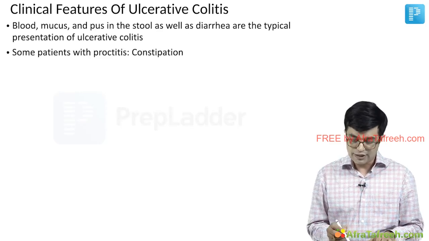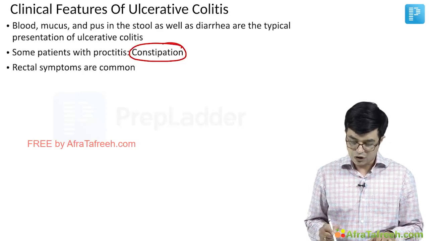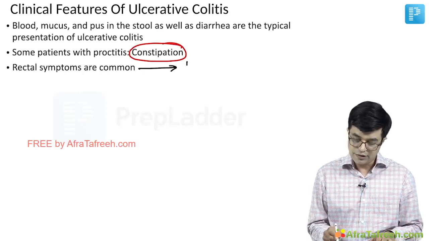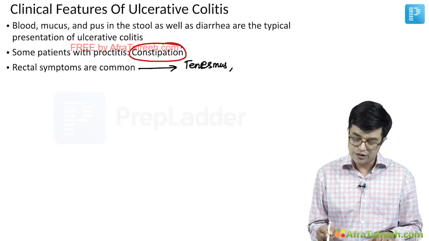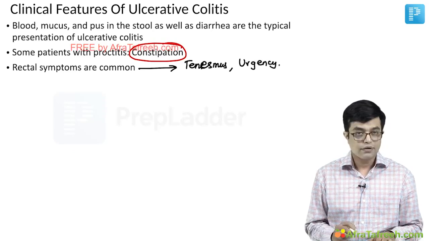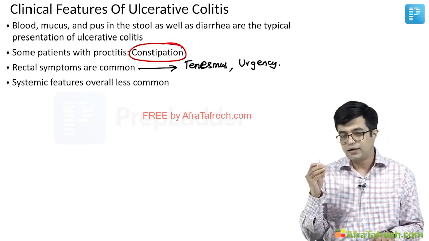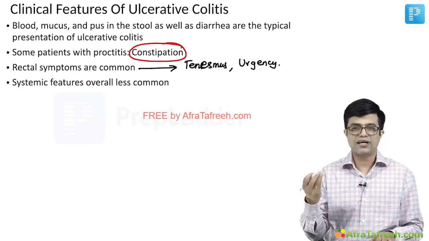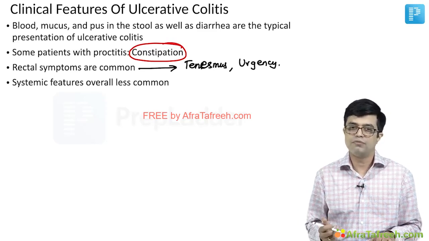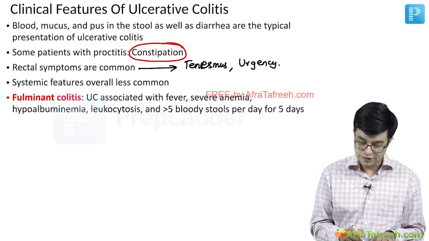Some patients with proctitis alone may have constipation. Rectal symptoms are common. The rectal symptoms will include tenesmus, that is sense of incomplete evacuation, urgency of the stool, etc. Then systemic features are overall less common, although less appetite and generalized malaise has been reported in most of these children as well. There is a term called fulminant colitis that you need to know.